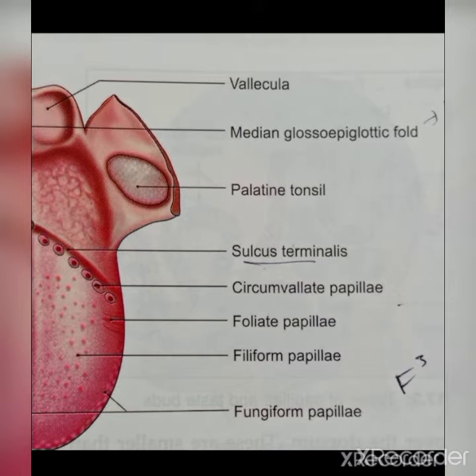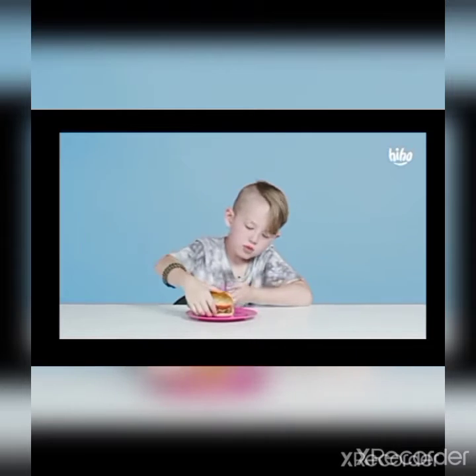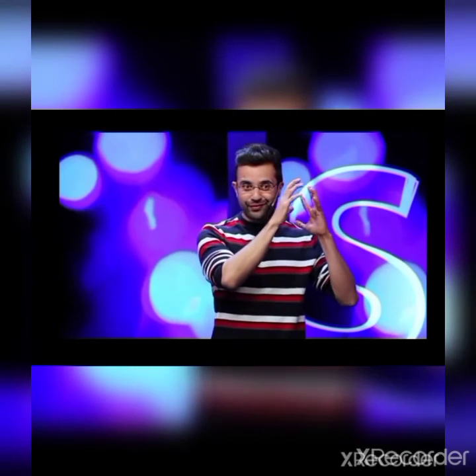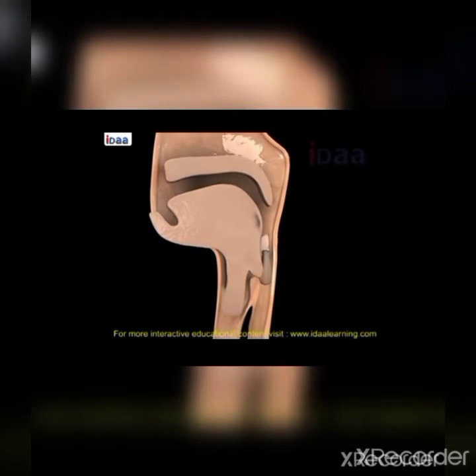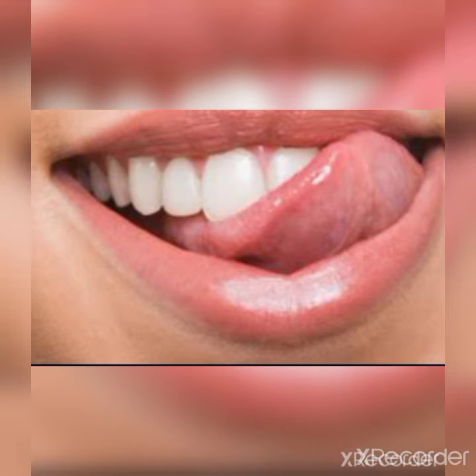So friends, let's have an introduction to the tongue. The tongue is a muscular organ situated in the floor of the mouth. It is associated with the functions of taste, speech, chewing, deglutition, and the cleansing of mouth and teeth.